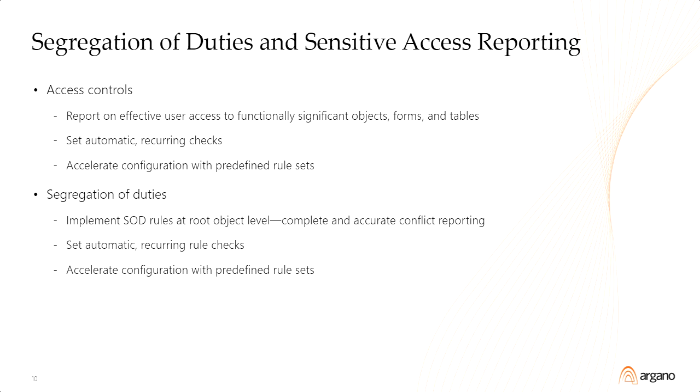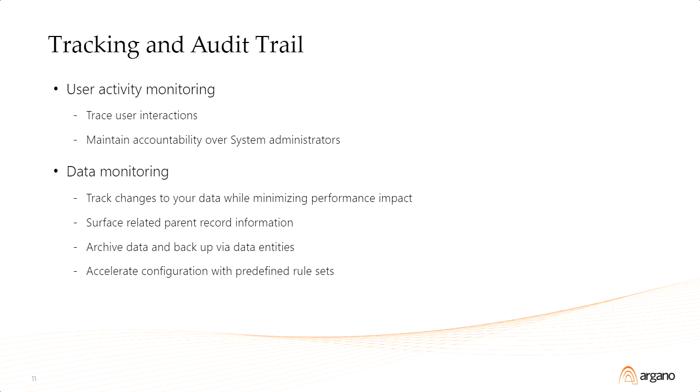Second area, segregation of duties and sensitive access reporting. This is where we get into identifying who has functionally significant access in the system, and where access may open the organization up to risk, and where access may potentially be over-provisioned. And then the final feature area is tracking and audit trail. These are our detective features that allow you to understand what may be happening in your system that may be of concern or may be worth keeping track of. So the two core features here are user activity monitoring, which is where we trace the things that people do. And then, of course, we have data monitoring, which tracks changes to data in the system.